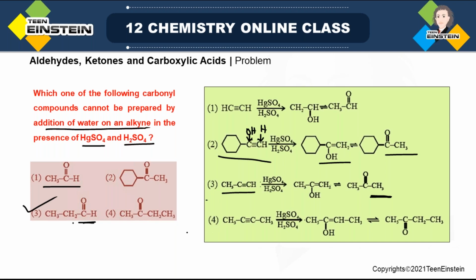Okay. And the last one here has 4 carbons and it is a ketone. So you can prepare it if you are taking this type of alkyne. It is a symmetrical structure, so no problem is there. OH and H are added to this triple bond, and then there is keto-enol tautomerization. Fine. So the correct option is option 3.